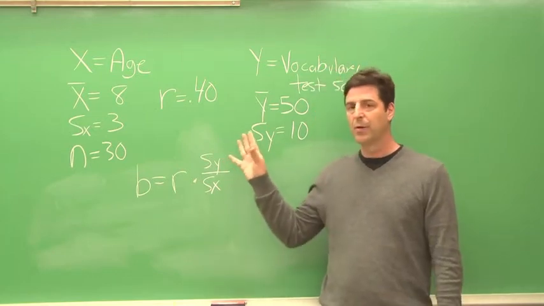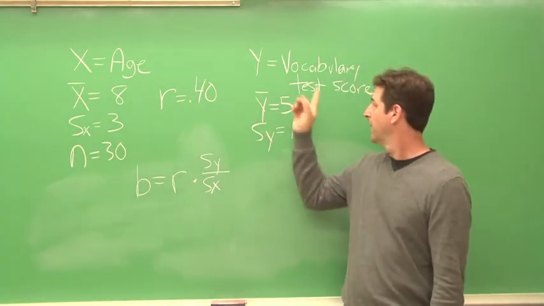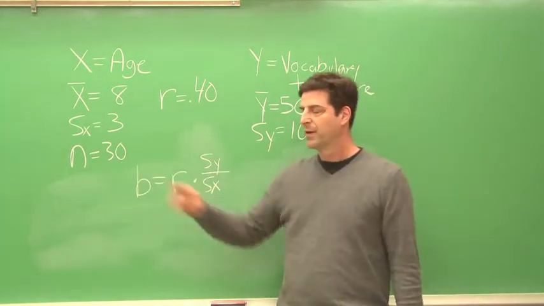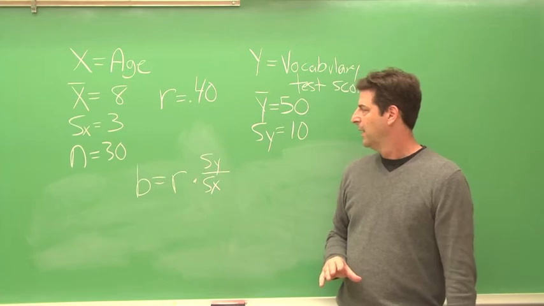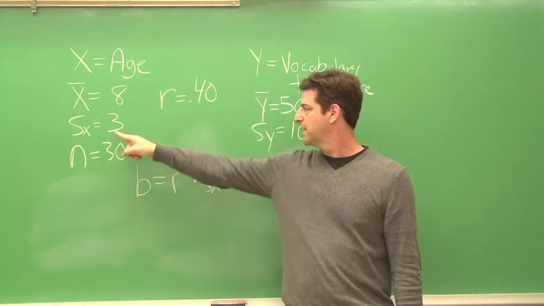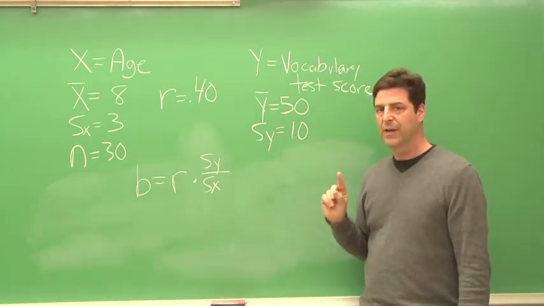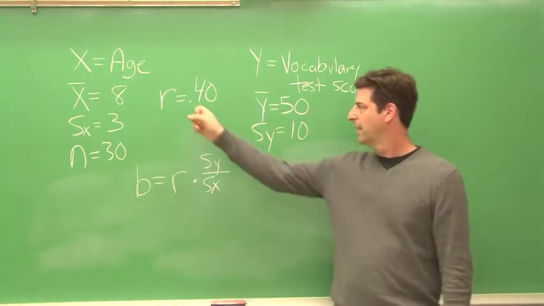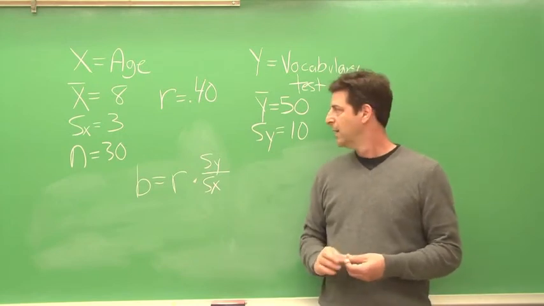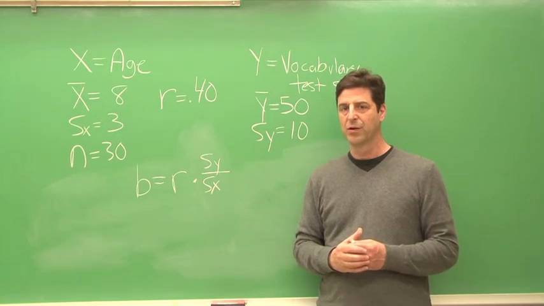So we have an example here where we are looking at age as our x variable and vocabulary test scores as our y variable. And we have a sample of 30 kids. The average age of our sample is 8 years old. Standard deviation is 3. Average test score is 50. Standard deviation is 10. And the correlation between these two variables is positive 0.40. So with this information, we can calculate and interpret a regression coefficient first.